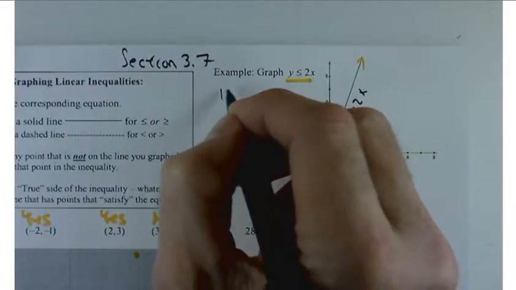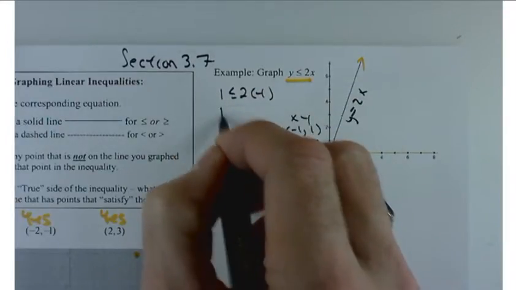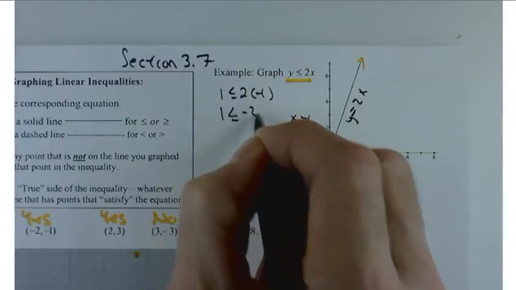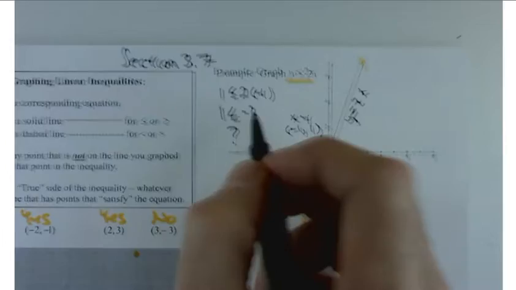Is 1 less than or equal to 2 times negative 1? So is 1 less than or equal to negative 2? Is that true or false? False, right? 1 is not less than negative 2.